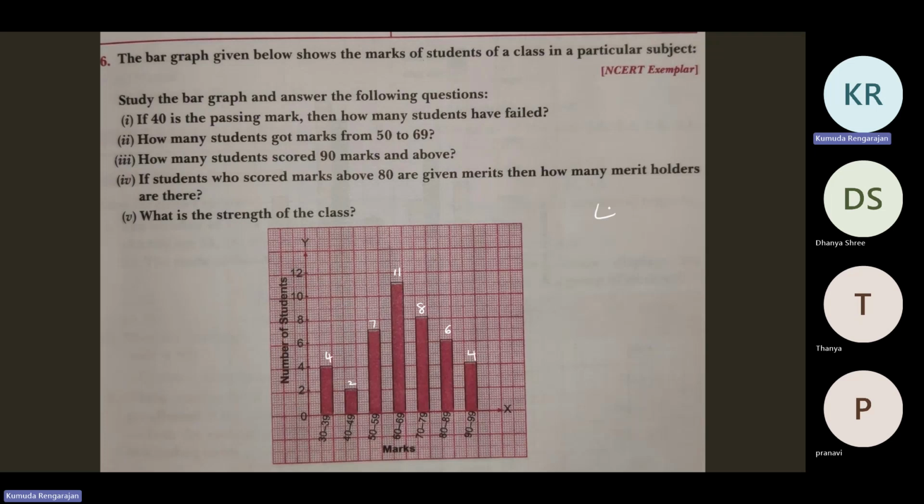Totally, there are 42 students. How many have failed? 4 students have failed. Correct? How many students got marks from 50 to 69? 18 students. Correct. The answer for the first one is 4. Second one, 50 to 69. So it will be 7 plus 11, 18. Correct.